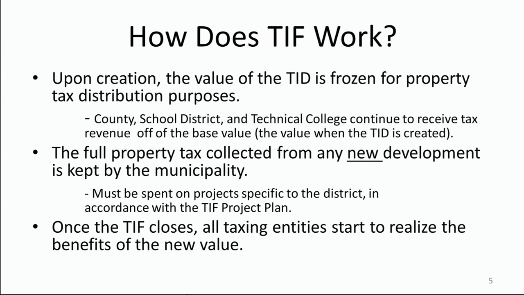So how does TIF work? Upon creation, the value of the TID is frozen for property tax distribution purposes. So the city, the county, school district and technical college continue to receive tax revenue off the base. Whatever the value was at the time that the district was certified to be created, the taxing jurisdictions continue to receive that revenue. And then any new revenue that's generated as it relates to the development is kept by the municipality and must be spent on projects specific to the district in accordance with the project plan. Once the TIF closes, all taxing entities start to realize the benefits of the new value.